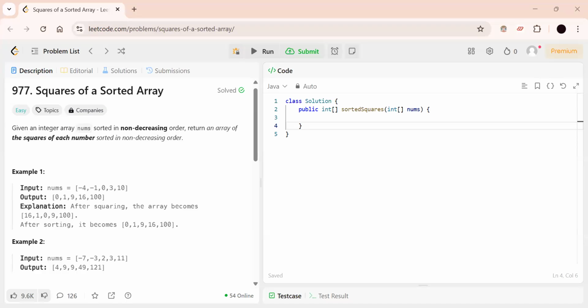Hello guys, welcome. Today we are here to discuss a question called squares of a sorted array. Question number 977 from LeetCode. Let's jump into the question.